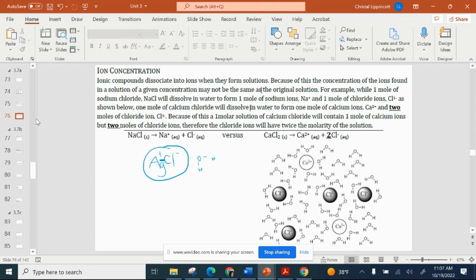Other things, though, the attraction of the water is greater, so it's going to pull that apart, and the water will then surround those ions. Remember, the positive end of the water will be attracted to the negative ion, and the negative end of the water will be attracted to the cation. Make sense? Okay.